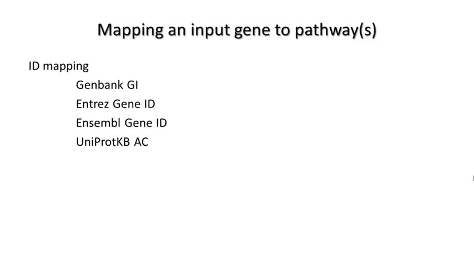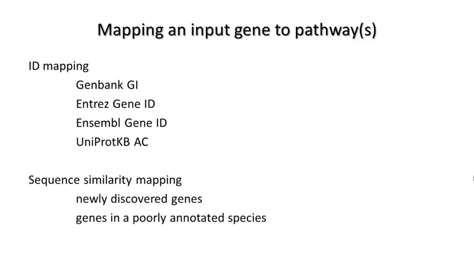If your gene is a newly discovered one, or is from a poorly annotated non-model organism species, then ID mapping wouldn't help you much. To solve this problem, we implemented sequence mapping based on the assumption that homologous genes in different species are likely to be involved in the same pathways. You provide the sequence of your gene of interest, the query sequence. COBUS has already parsed the genes in KEGG into its relational database, including the sequences of the KEGG gene.